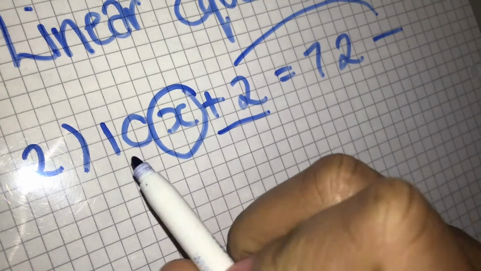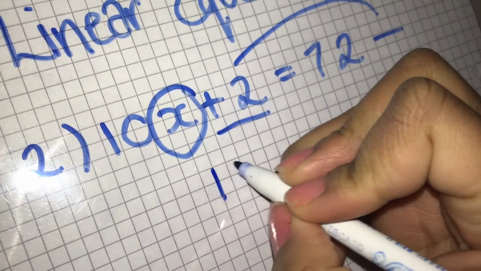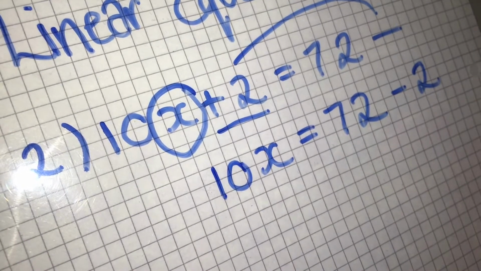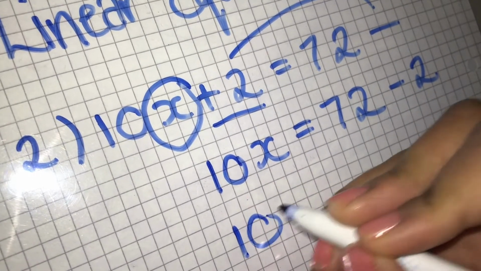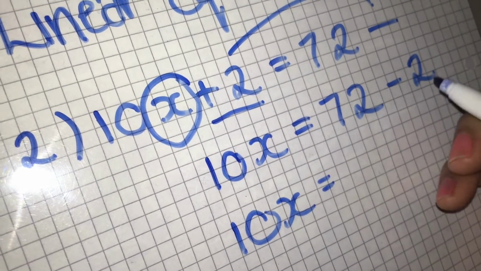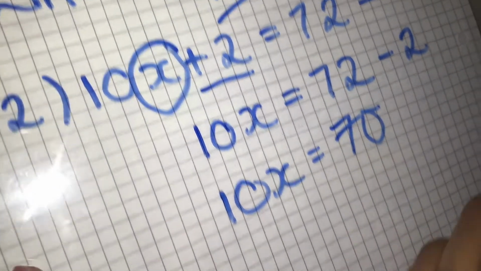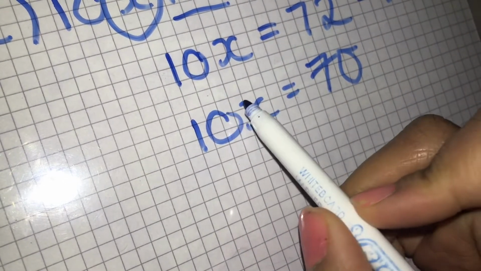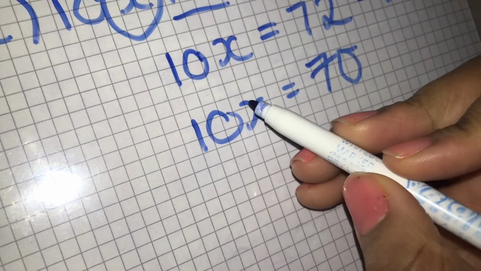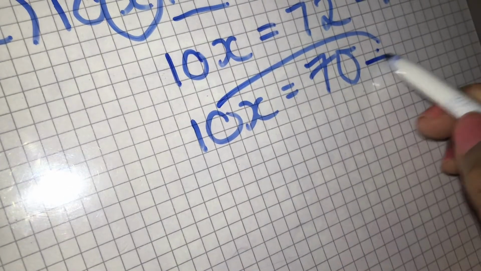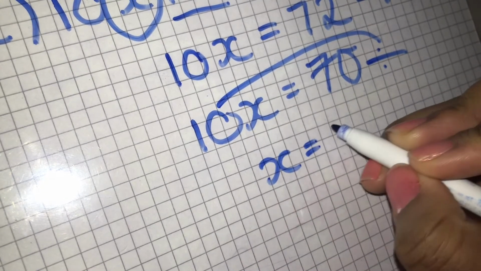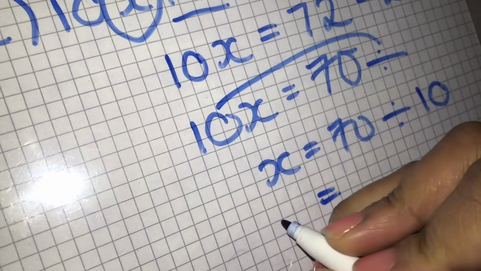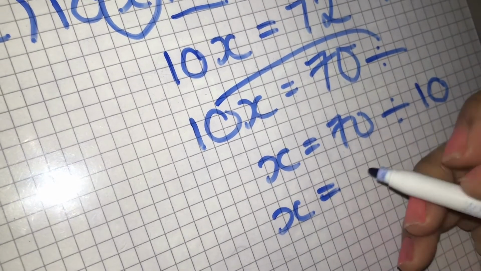So we can get this 10x on its own. So 10x equals 72 minus 2. So then we can rewrite it as 10x equals 72 minus 2, which is 70. Now, we can get the x on its own because remember this means 10 times x. So the opposite of times is dividing. That's going to become a divide. So x equals 70 divided by 10. Therefore, x equals 70 divided by 10, which is 7.